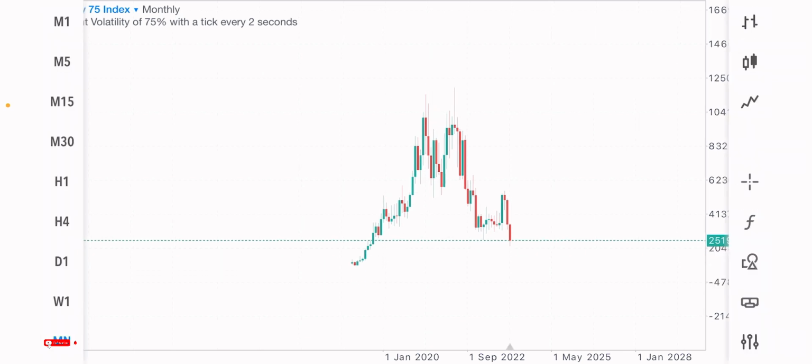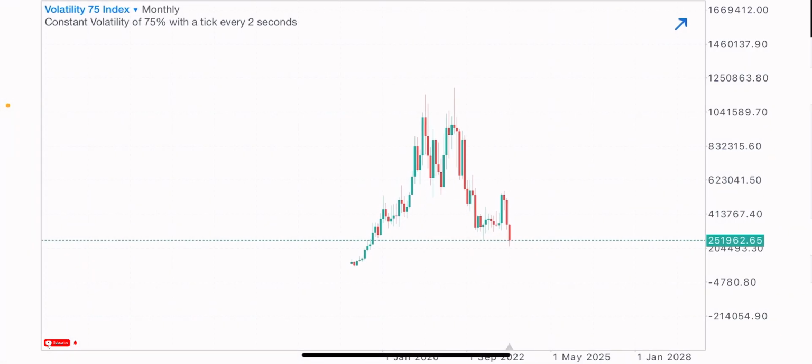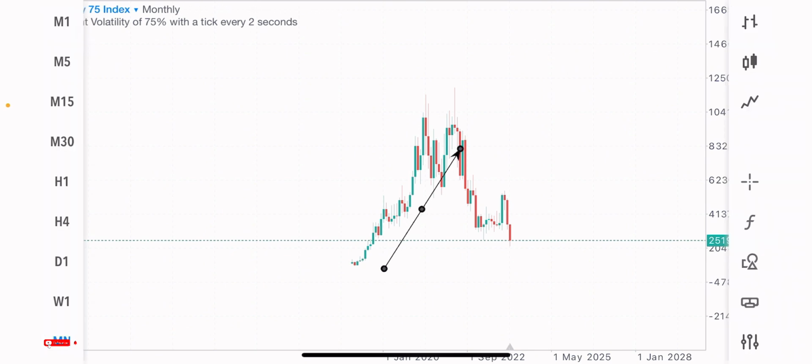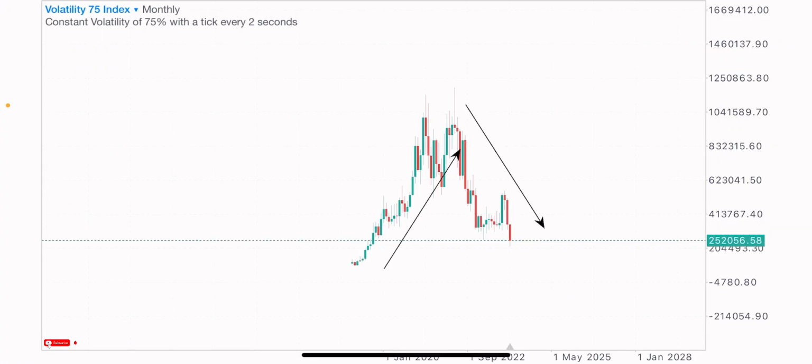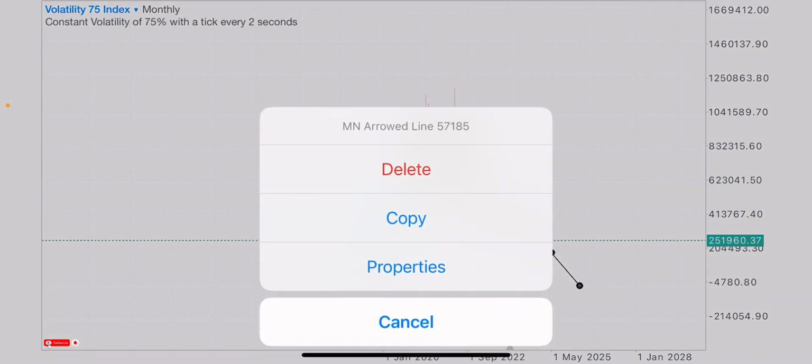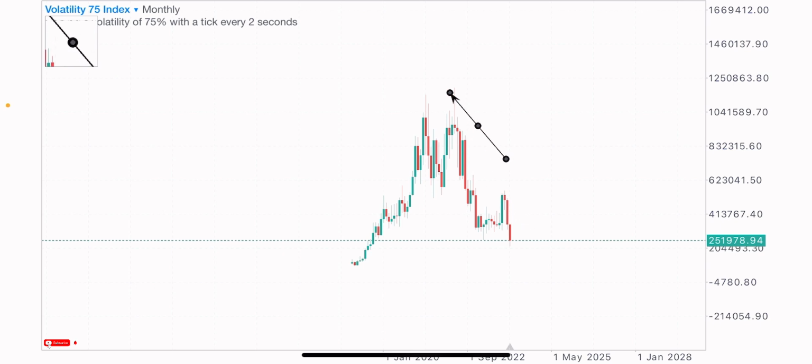So on the monthly time frame on this index, we have two major market directions. First direction is market being in an uptrend, market moving to the upside, and the second direction is market moving to the downside. So these are the two major market directions we got on 75 index, and the current market direction is market doing what? Moving to the downside. So we should focus on the sell side of the market. We should focus on the downside of the market.